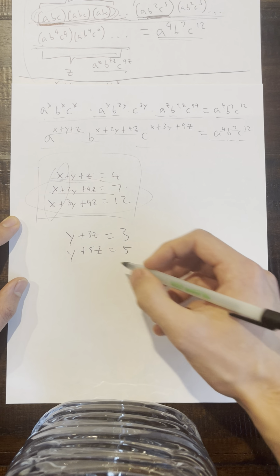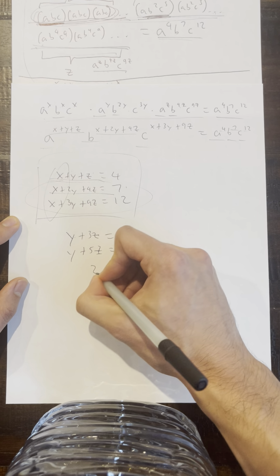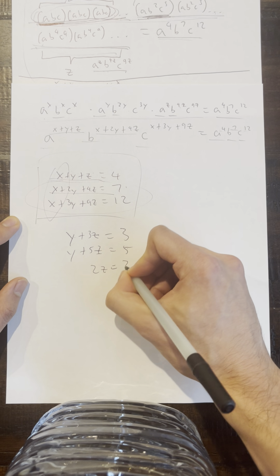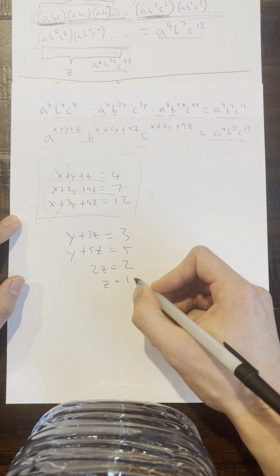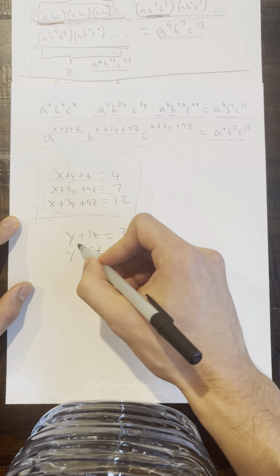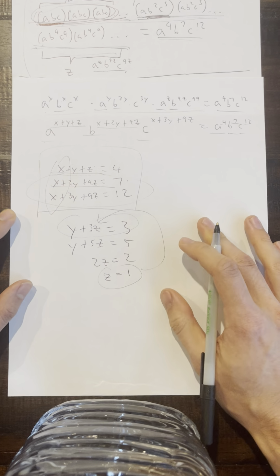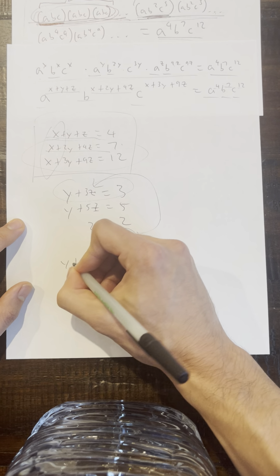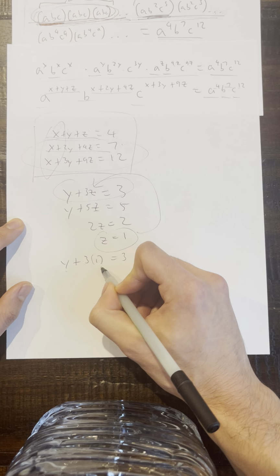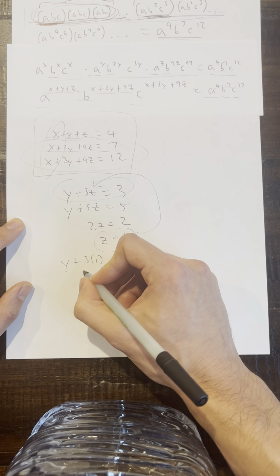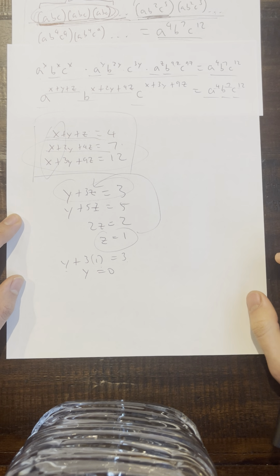So let's keep going. This minus this is how much? Nothing. This minus this, 2z. And then this minus this is 2. So if I divide both sides by 2, I'm going to get z is equal to 1. And to figure out what y is, I can just go back to this equation and change z to 1. So I get y plus 3 times 1 is equal to 3. So y plus 3 is 3. That gives us y is equal to 0 if we subtract 3 from both sides.